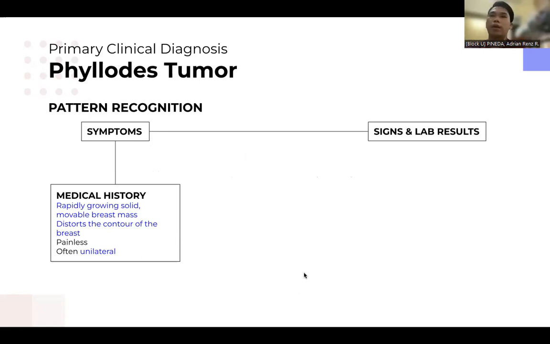For the pattern recognition of our primary clinical diagnosis, we correlate the signs and symptoms from the case to the nature of phyllodes tumor per se. The blue text are the ones present with the patient. Phyllodes tumors are known to be a rapidly growing breast mass and often unilateral.